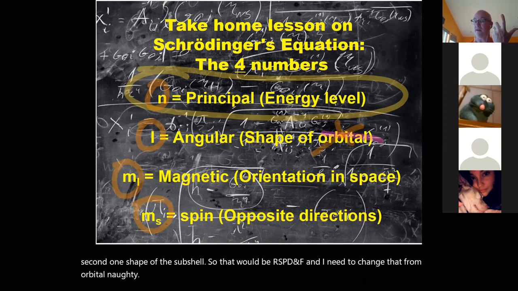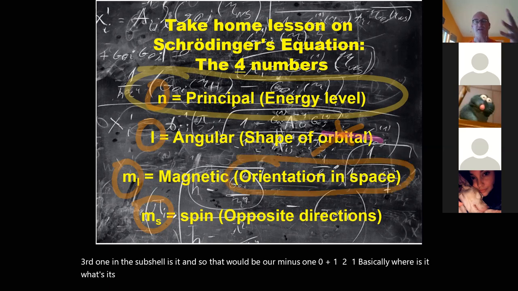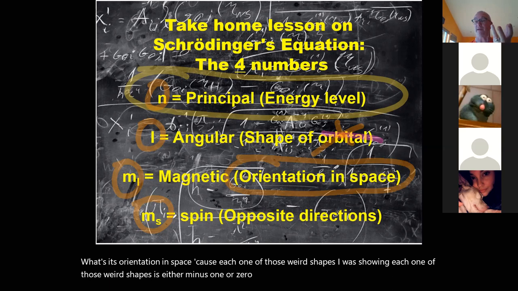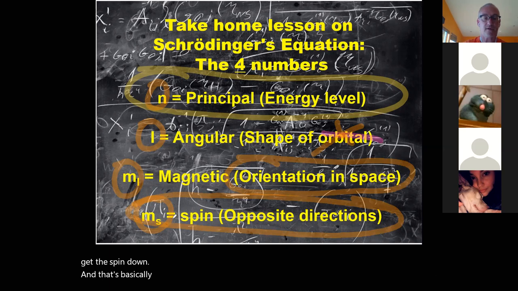Third one, where in the subshell is it? And so that would be our -1, 0, +1, -2, -1, basically where is it? What's its orientation in space? Because each one of those weird shapes I was showing is either -1 or 0 or +1. That's what those represent. And then finally, if you're the first one in, you get the spin up, but if you're the second one in, you get the spin down. And that's basically it. Those four numbers will describe the location of any electron.